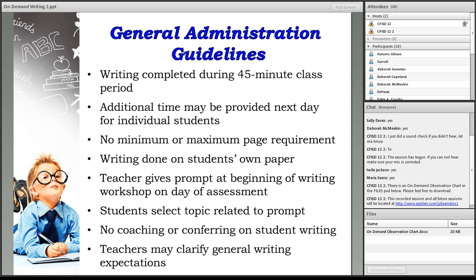And simply, on the day that you're going to do the writing assessment, you're going to give the prompt at the beginning of writing workshop. Students get the opportunity to select a topic from their own personal life that's related to, like I said, a very generic prompt. It's really asking them to do a small moment story. And we don't want to provide coaching or conferring on this writing, because we want to see what a child can do independently. We are going to ask the teachers to watch students closely so that they have the opportunity to already start learning some things about their writers in an assessment situation. And certainly we want teachers to clarify what students need to do with the writing. If a child doesn't understand what you mean by personal narrative, certainly clarify that. It's a story about you, something from your life. You can clarify those directions.